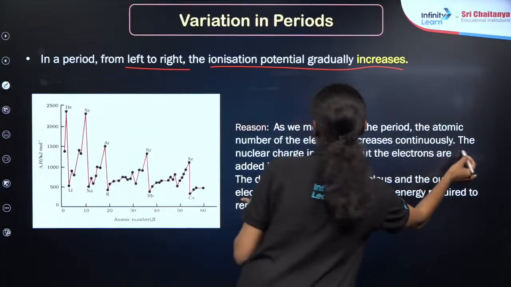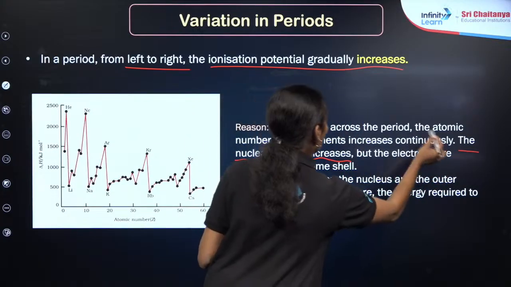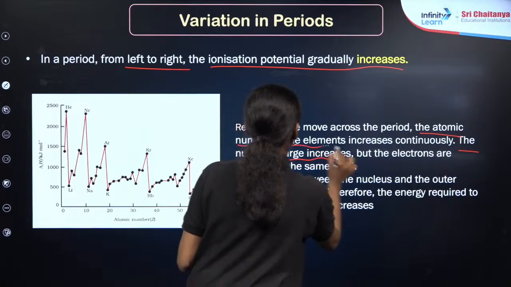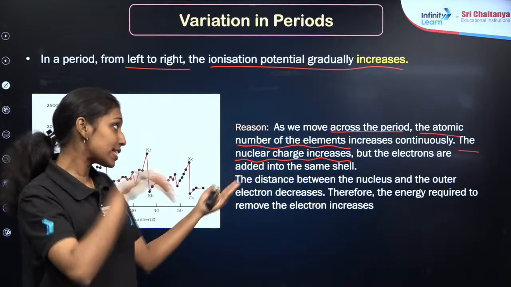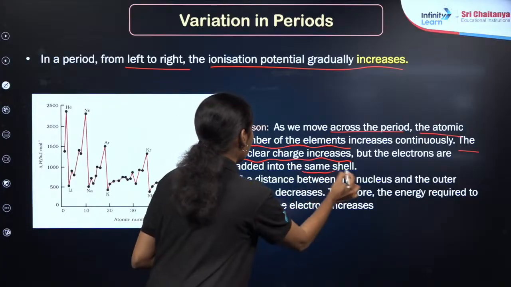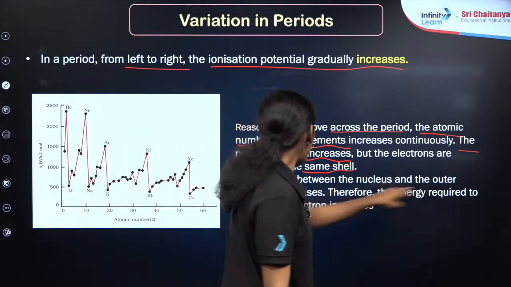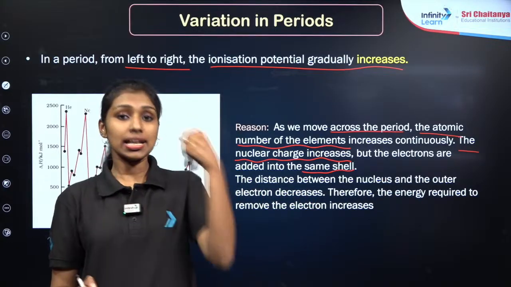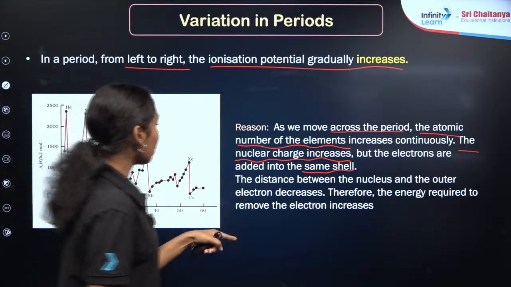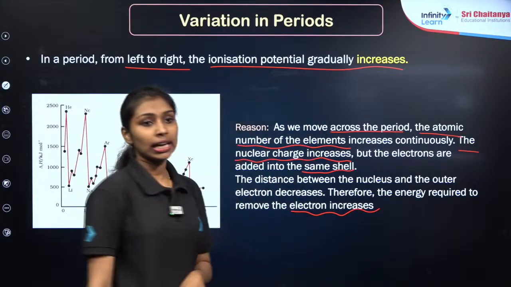Here you can see that the nuclear charge also increases. As we move across the period, the nuclear charge increases, but the electrons are always added to the same shell, right? Then the distance between the nucleus and the outer electron decreases, which means there will be a strong attraction. In order to remove the last electron from the valence shell, we will require more energy, which means ionization energy increases along a period. Clear?